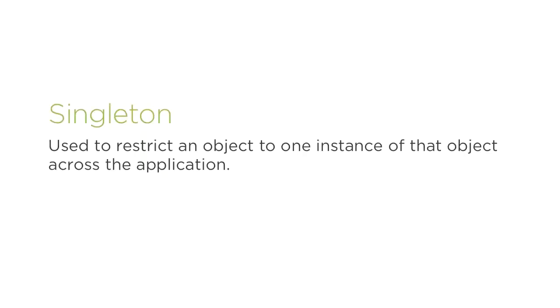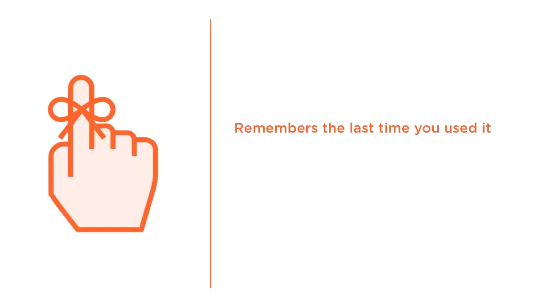The next pattern we're going to talk about is the singleton pattern. And the singleton pattern is used to restrict an object to just a single instance of that object across your entire application. Now, the way a singleton works is that it remembers the last time you used it. So the singleton is an entity that remembers the last time you used it, and then hands you back that same instance that you used before.